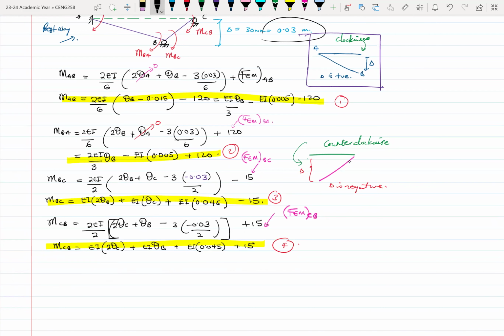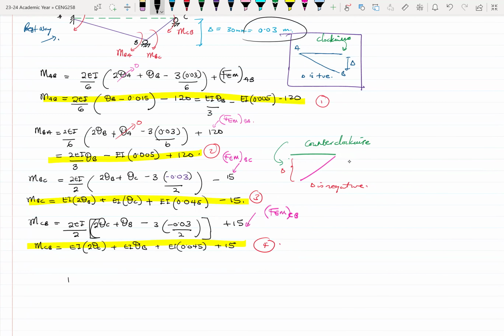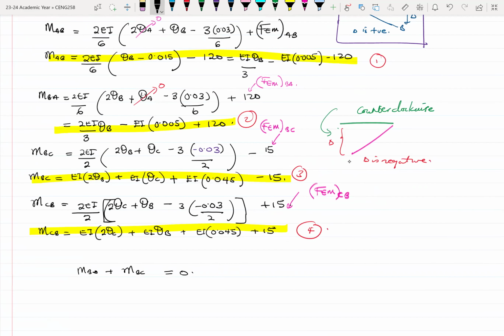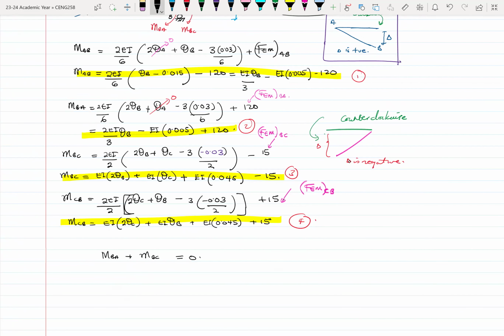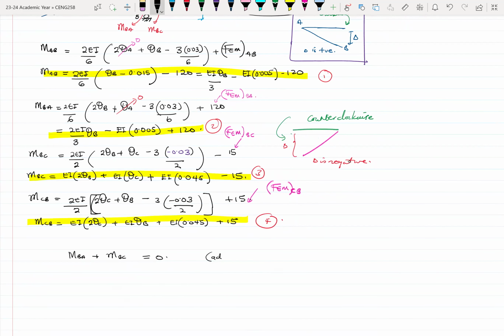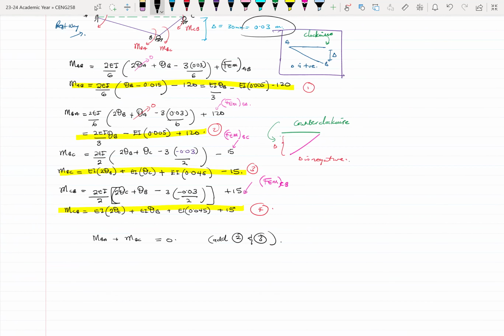Now we know that MBA plus MBC equals 0. All right. So MBA plus MBC equals 0. So it means that we simply add equations 2 and 3. All right, so let's add them together. So let me be a bit lazy here.